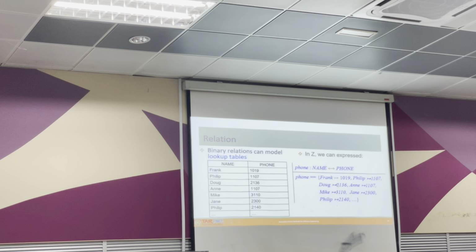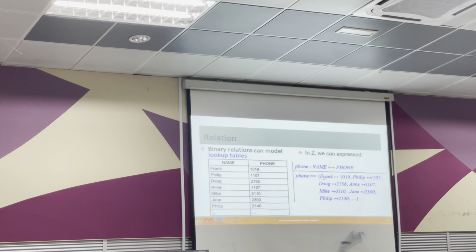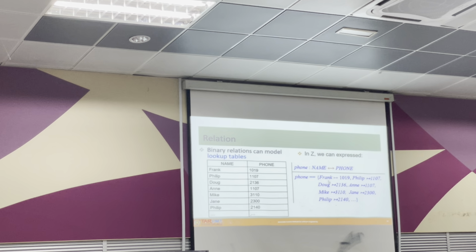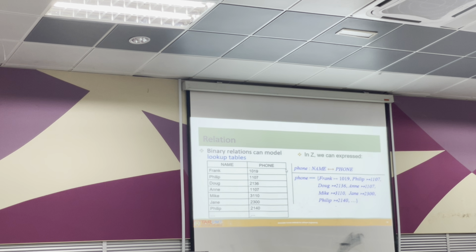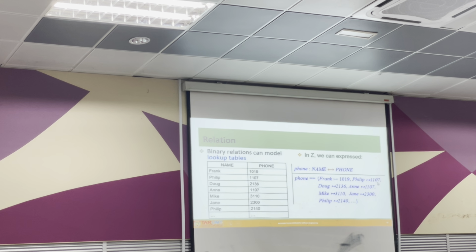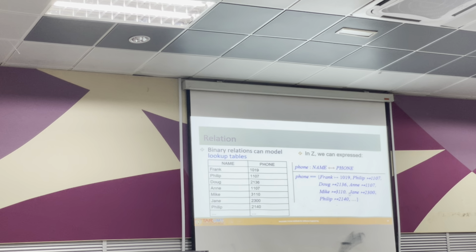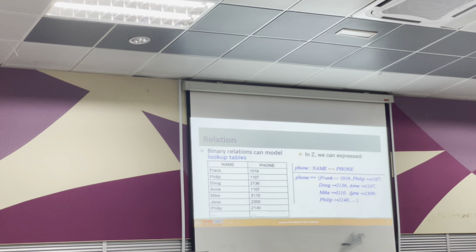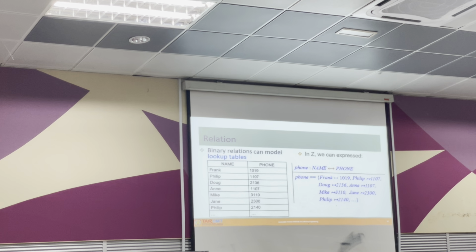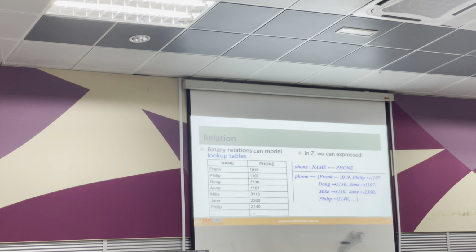Okay, so in order for you to write this, if let's say you want to write this using maplet notation, you just use it like this. You don't need to put brackets, just put curly braces. Then you put the relationship of friend to 1019, Philip 11707, and so on. So this is how you write down the record lah. This one is by showing the table, but this one is actually how you show the record inside your Z schema.